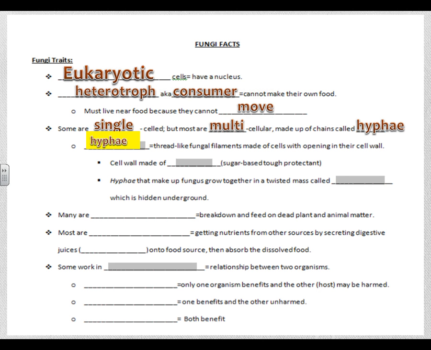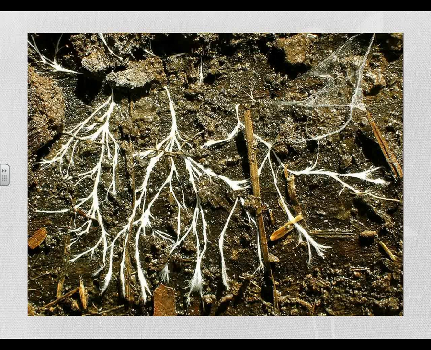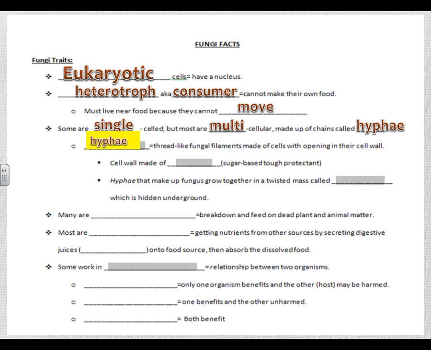So they're all threaded together, and they're made up of cells within the opening of the cell wall, which looks something like this. See the thread? Now your cell wall for fungi is made up of this stuff called chitin. Chitin is a sugar-based protectant. It's a very hard base protectant. Not too hard to break, but hard enough to protect.